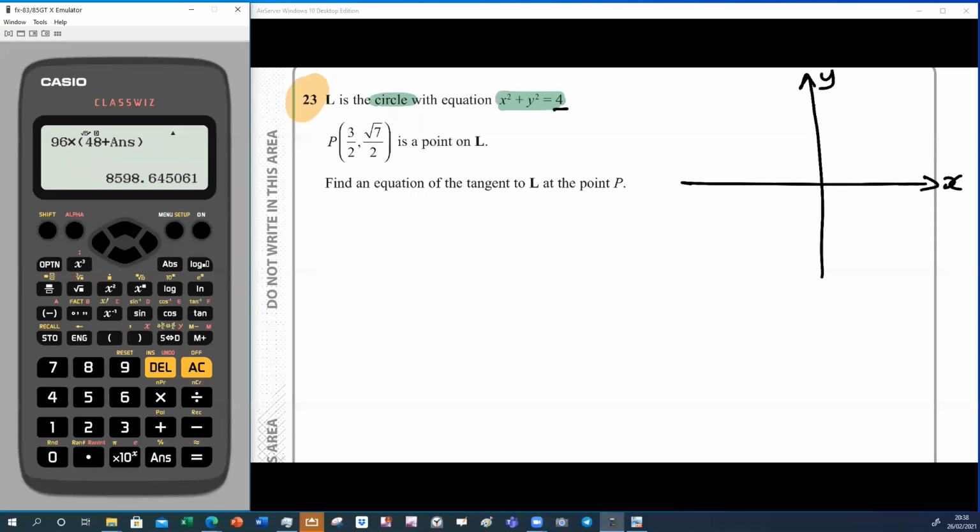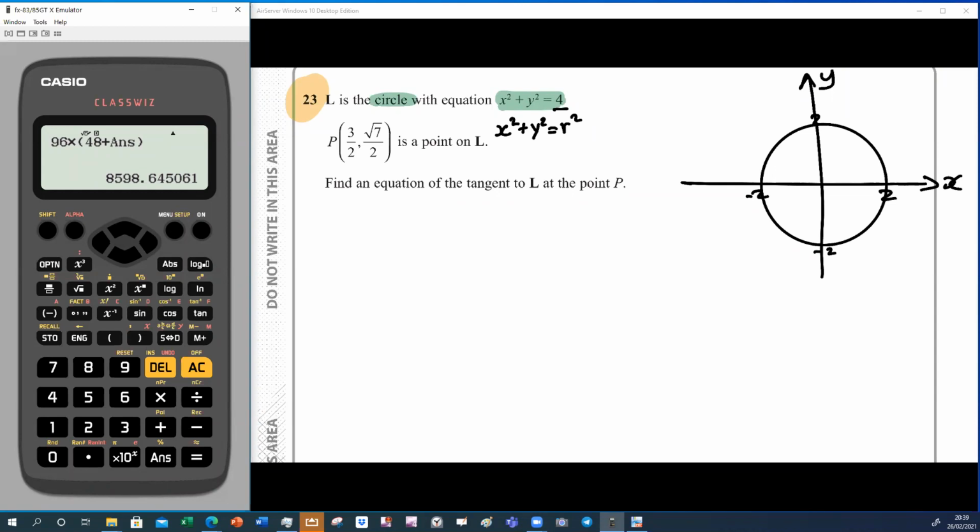Now, the circle has a radius of what? What's the radius of the circle? 2. Yes, it's 2 because it's r squared. 2. Good. There's your circle.